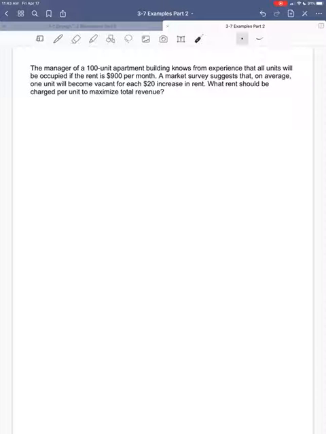To touch base here and see where we are, we can look at what's happening currently. Currently, we have 100 units rented at $900 per unit. So that would be $90,000 in rent per month right now. For the rent in general, I'm going to try to maximize this rent Q.